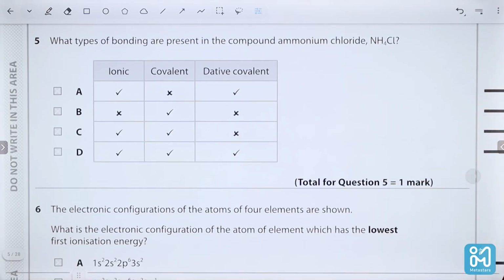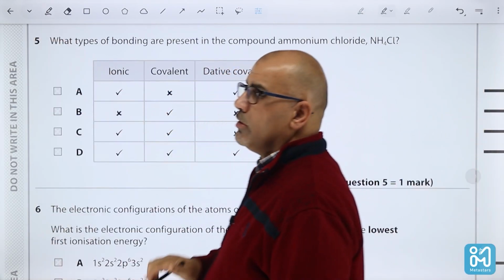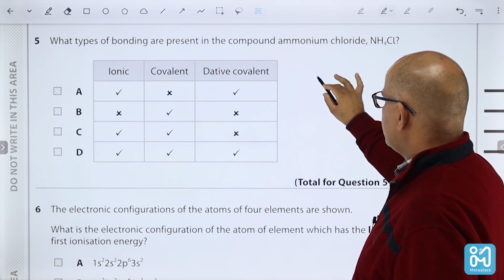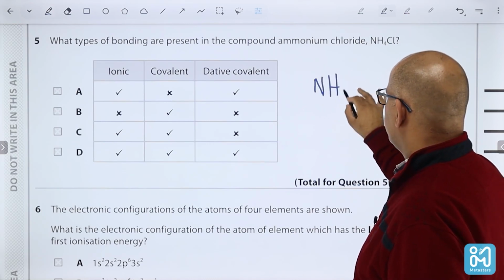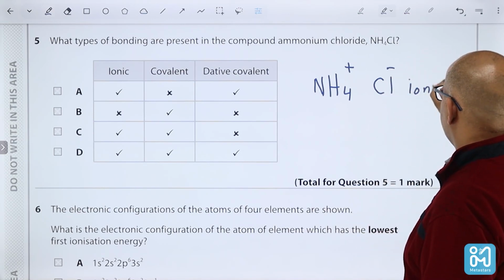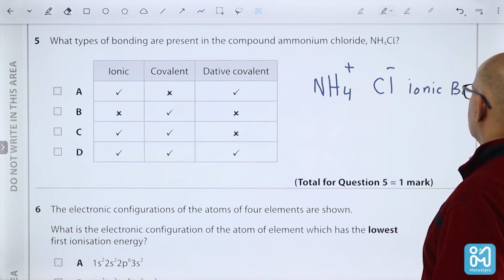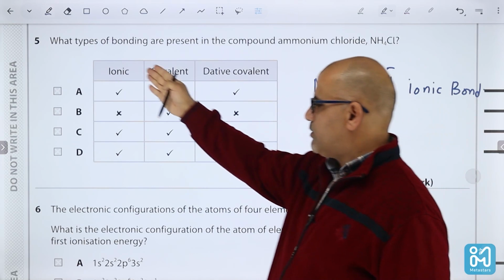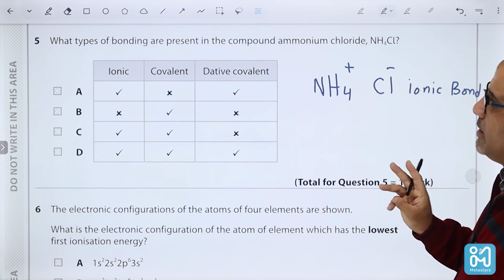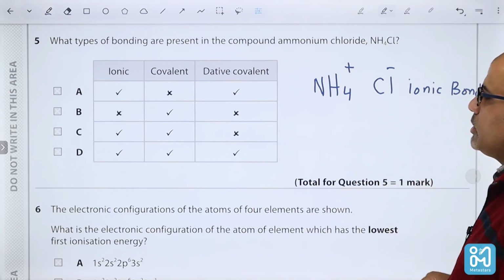Now, what type of bonding is present in the compound ammonium chloride? Okay, in ammonium chloride, you shall memorize that we have 2 ions first, and you can draw the type of bonding. For example, we have 2 ions, NH4 positive and Cl negative, which gives what? The ionic bond. So the first kind is ionic, so we have 3 choices where the ionic are ticked. So A and C and D are probable for the ionic.